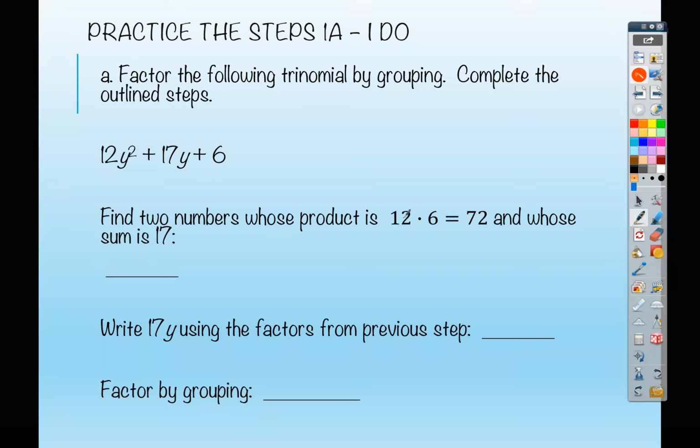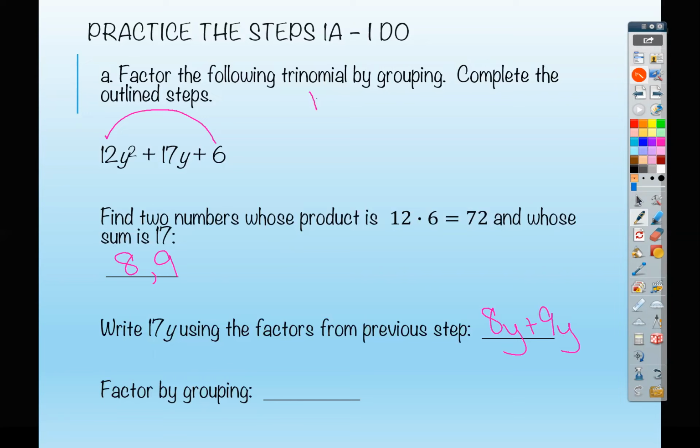Find two numbers whose product is 12 times 6, which is 72, and whose sum is 17. So I'm going to say 8 and 9. Write 17y using the factors from the previous step. So that'd be 8y plus 9y. And then factor by grouping.